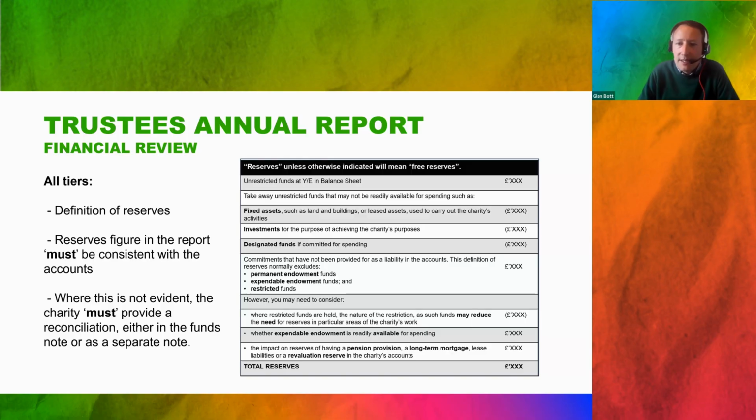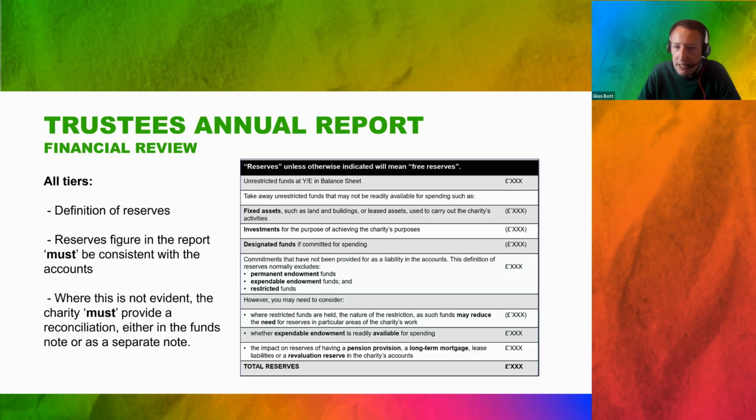So in terms of the definition of what reserves are, the formal definition per the SORP is that part of a charity's income funds that's freely available to spend on any of the charity's purposes. And they give a very detailed calculation about what should and shouldn't be included as part of that reserves. So the starting point for calculating reserves is the amount of unrestricted funds held by a charity. So nothing's changed there. But some of those unrestricted funds may or may not be readily available for spending, so may need to be excluded from that reserves figure.